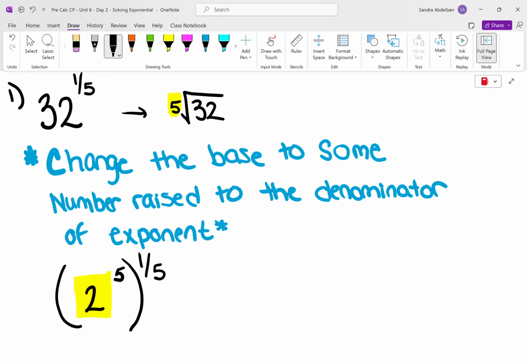So I didn't change the value of the problem at all. I just rewrote it in a different way. 32 is the same as 2 raised to the 5th power. But this makes our lives a lot easier because when you now raise an exponent to another exponent, a power to a power, what do you do with the exponents? What's the rule? What operation when you have a power raised to a power? Multiplication. Good. When you have a power raised to a power, it's multiplication. So when we multiply this, I have 5 times 1/5, but the 5s cancel. So what are we just left with? 2. So 32 to the 1/5 power is 2.